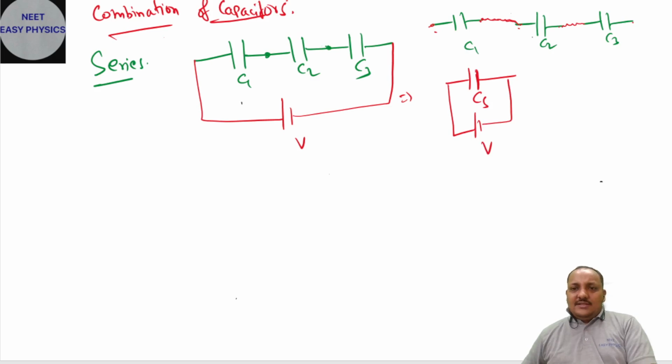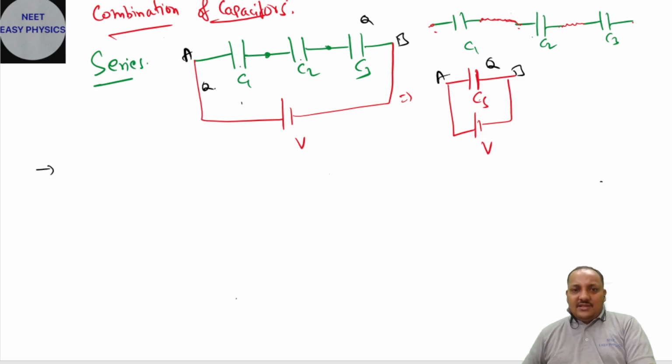Okay. Now, what is the CS formula we will write? When all these three capacitors are connected in series, the charge traveling is the same. So the amount of charge passing through C1, C2, C3 should be the same. From A to B, how much charge is traveling? Here also, from A to B, the same charge is traveling.